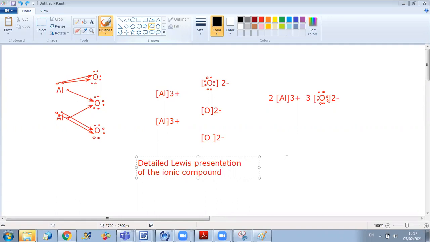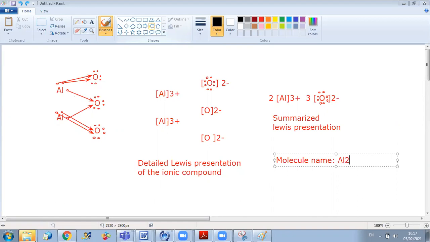And this, if you want, is the summarized Lewis presentation. And sometimes, if we just want to put the molecule, if we just put the molecule name, you can put it like this, just Al2O3.